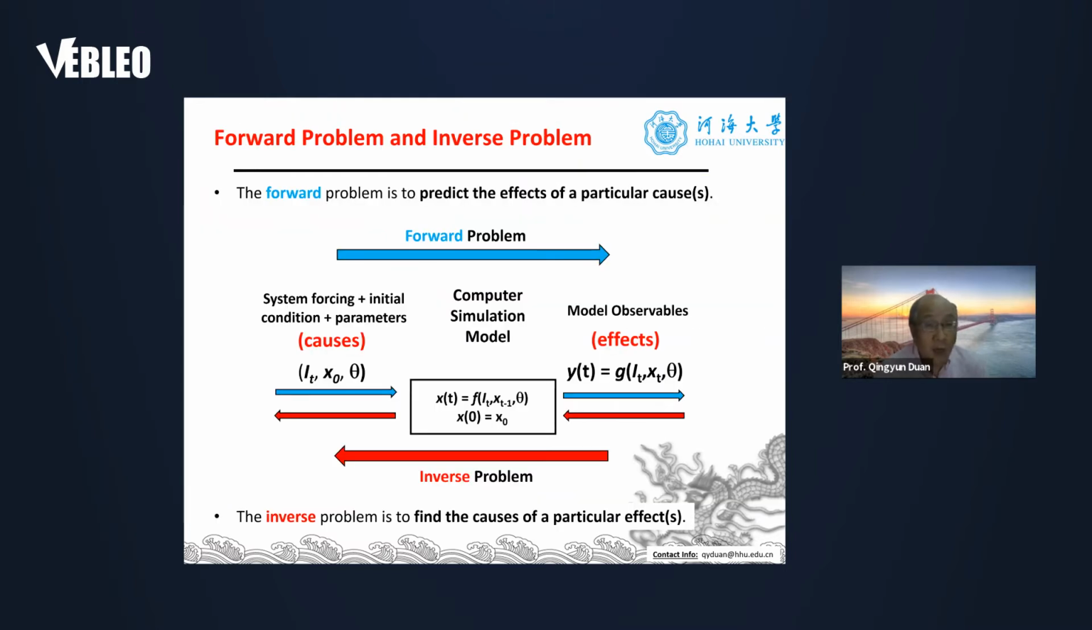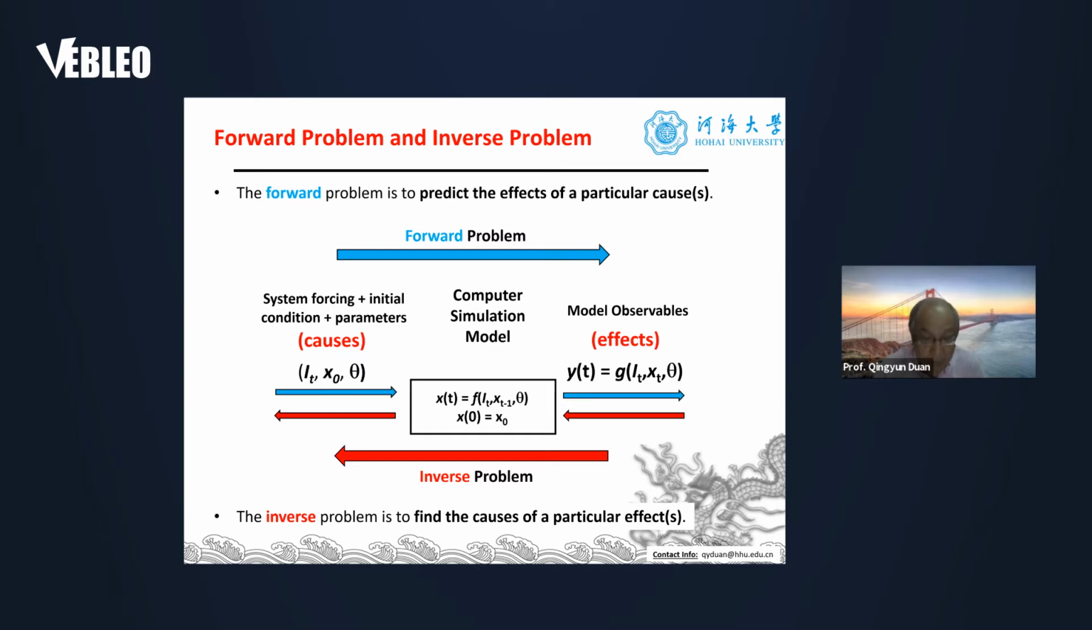So computer simulation solves two kinds of problems. One is the forward problem. The forward problem is to predict the effect of a particular cause or causes. When we talk about cause, it is the system forcing, the initial conditions, the model parameters, and the effect is the model observables. Usually, to run the forward problem, people start by running the inverse problem first, because the inverse problem helps you to quantify the uncertainty in the causes.